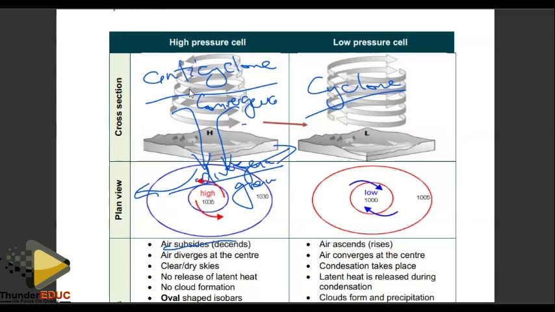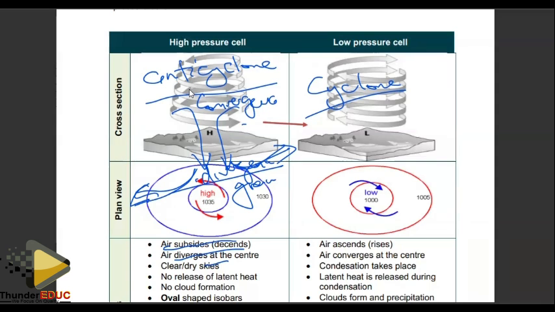And it says the air diverges at the center. We've talked about that. The air is diverging here, going into different directions. It sinks, it meets in the upper atmosphere, and it goes down. And as it goes down, it diverges in the lower atmosphere. We have clear or dry skies. That is typical of an anticyclone. When we're having anticyclonic conditions, we have clear conditions. We do have clear skies, or dry skies.